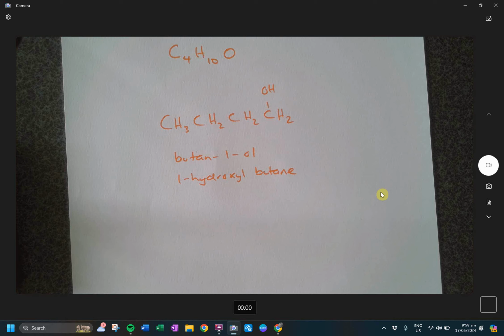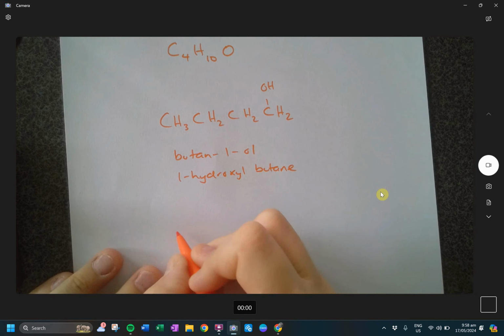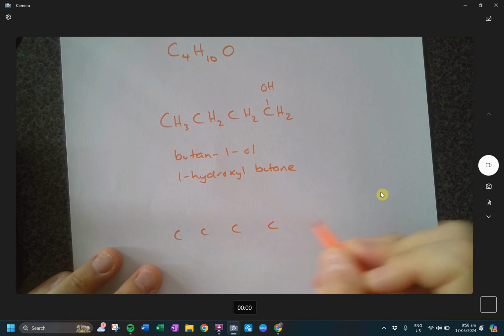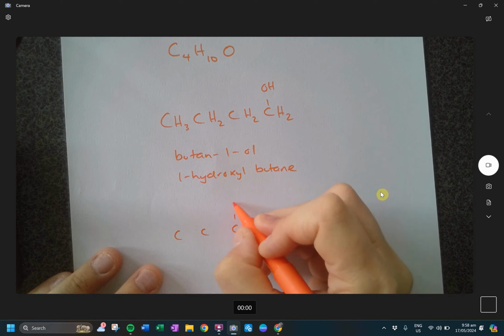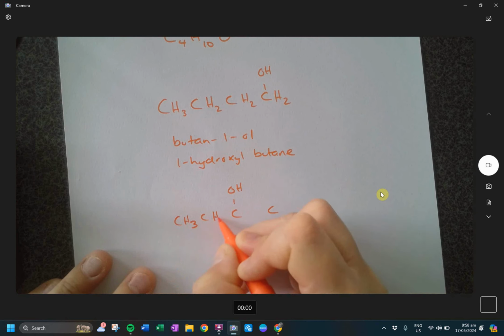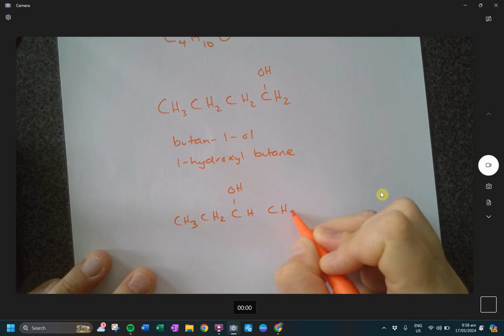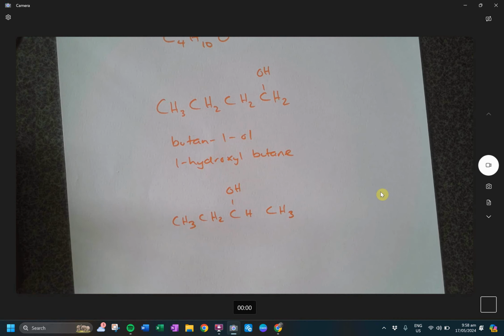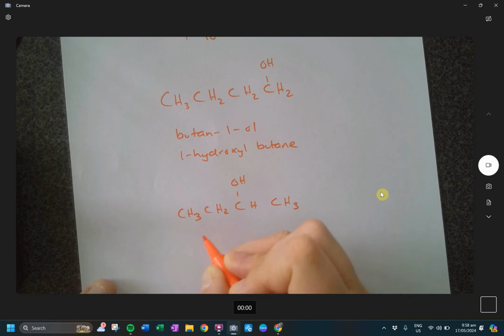All right. Next thing I do then is I keep the straight chain and I move the functional group. So this is how I tackle isomers with functional groups. So 1, 2, 3, 4. Alcohol now goes on carbon number 2. And again, I fill in the hydrogens. If I want to double check to make sure I didn't accidentally make the same molecule, I name it. And this is now butan-2-ol.